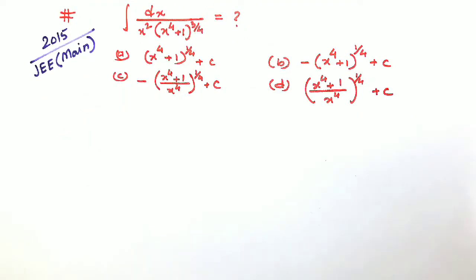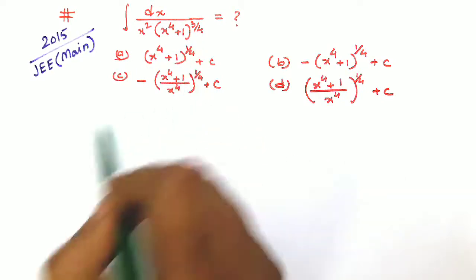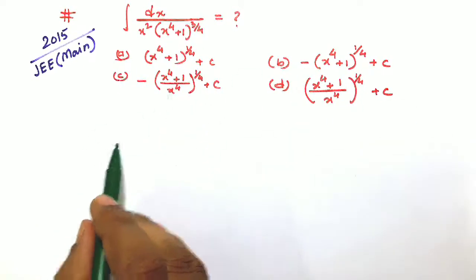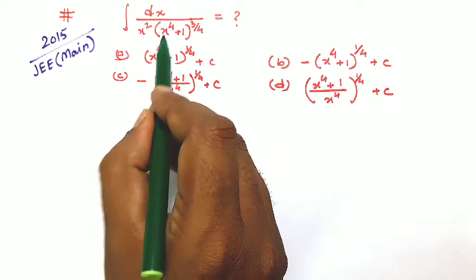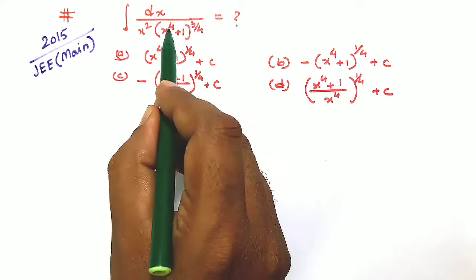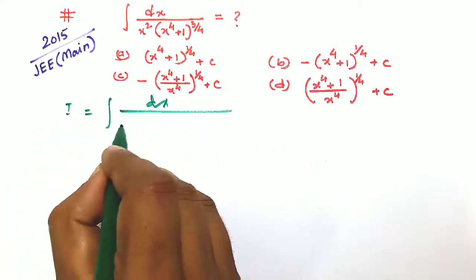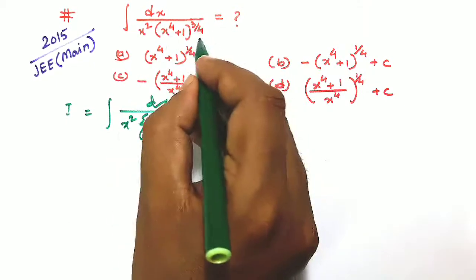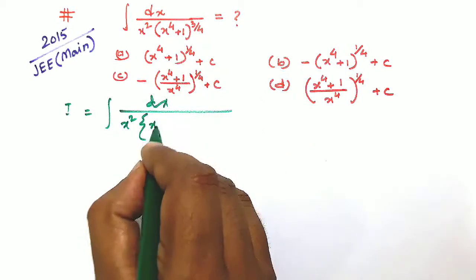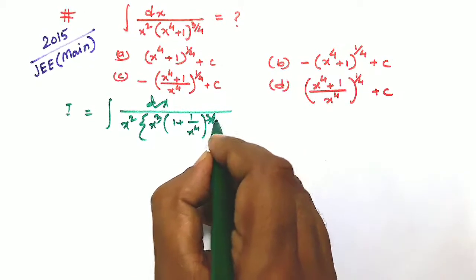Again, it is a very important question taken from JEE Main 2015: integration dx upon x square into x to the power 4 plus 1 whole to the power 3/4. Some options are given. Again, you see that in between the bracket there is x to the power 4 plus 1. You have to take maximum x to the power 4 common. So I is equal to integration dx upon x square, and if you take x to the power 4 common, and since there is a power 3/4, outside you will find x cube only, 1 plus 1 by x to the power 4 whole to the power 3/4.